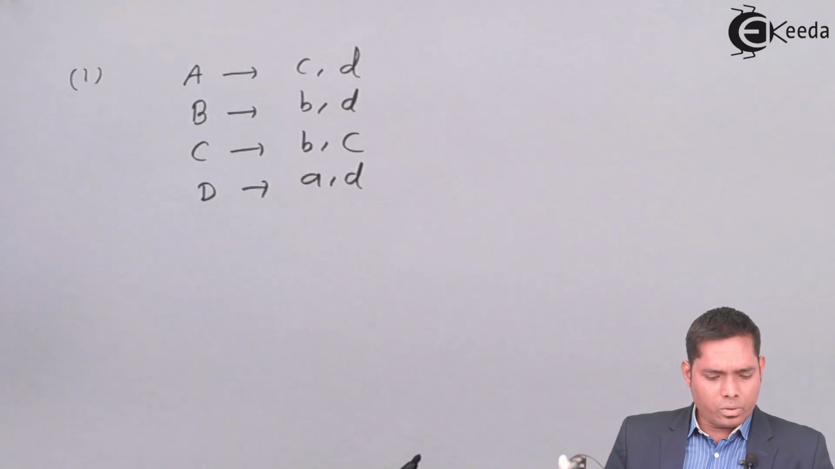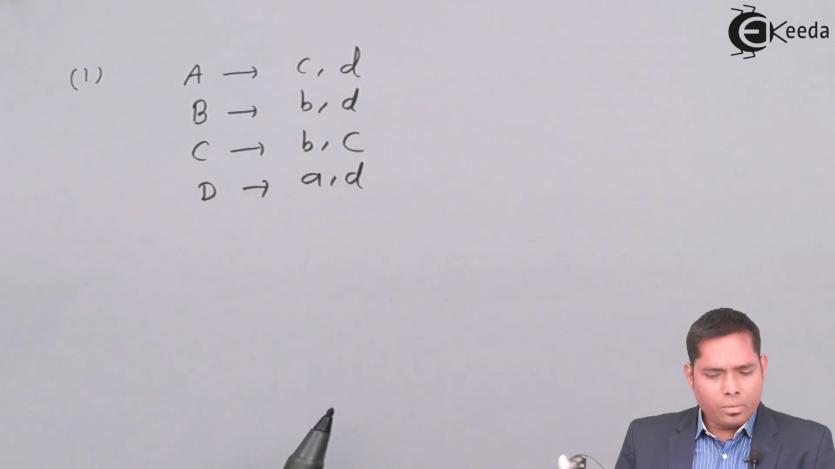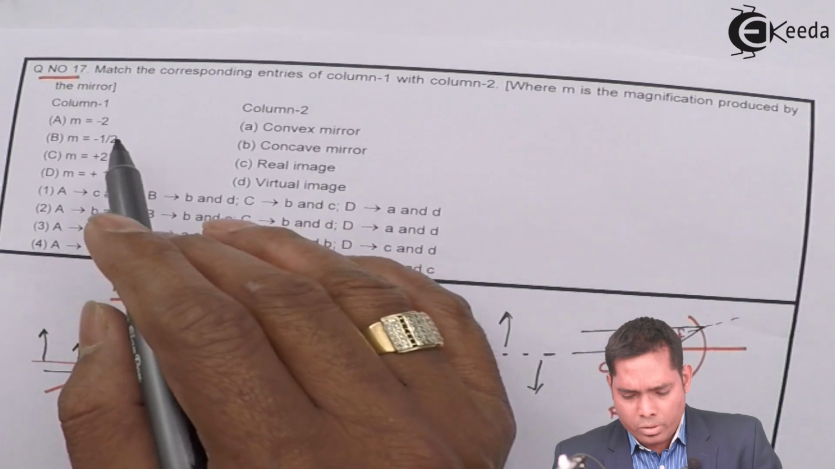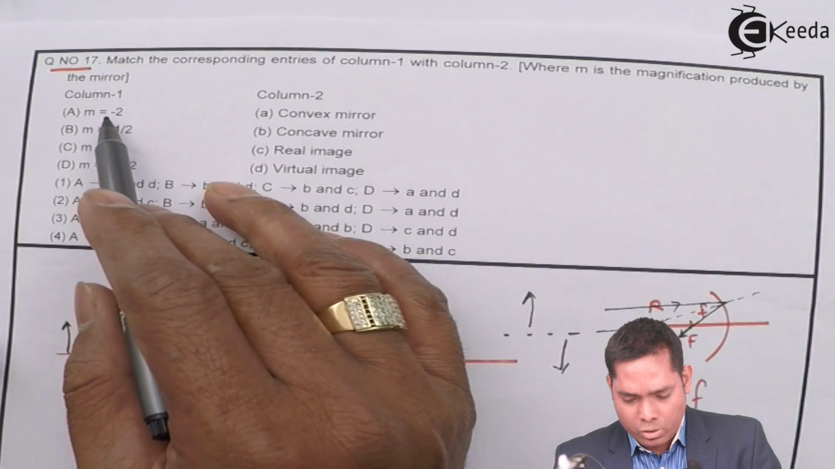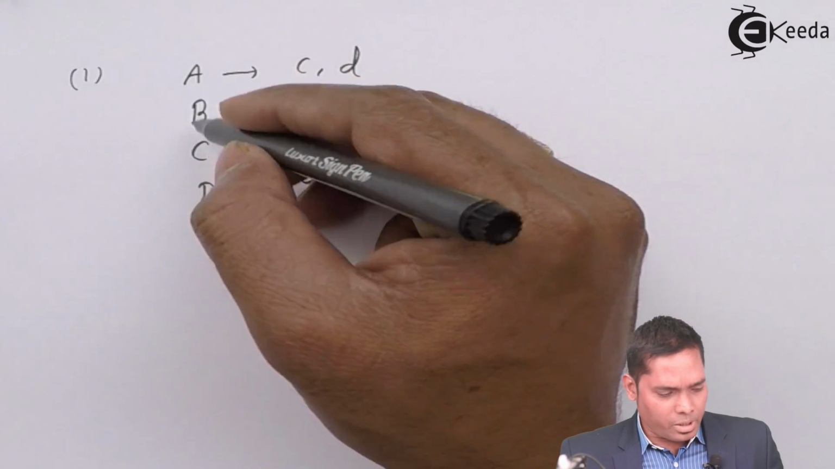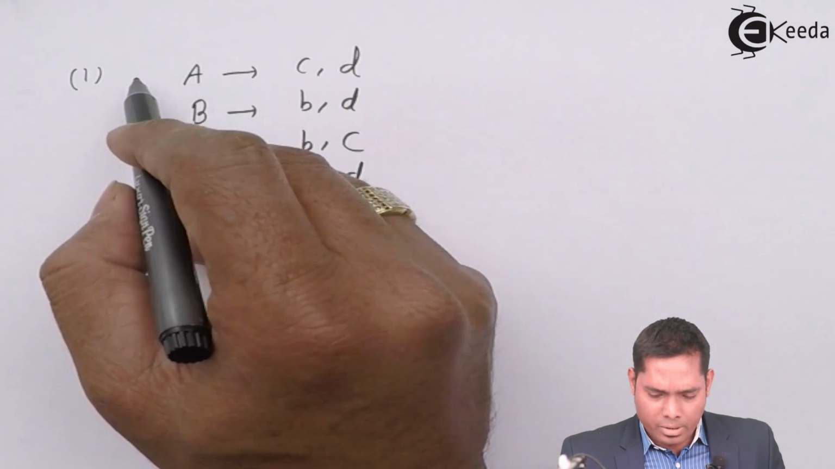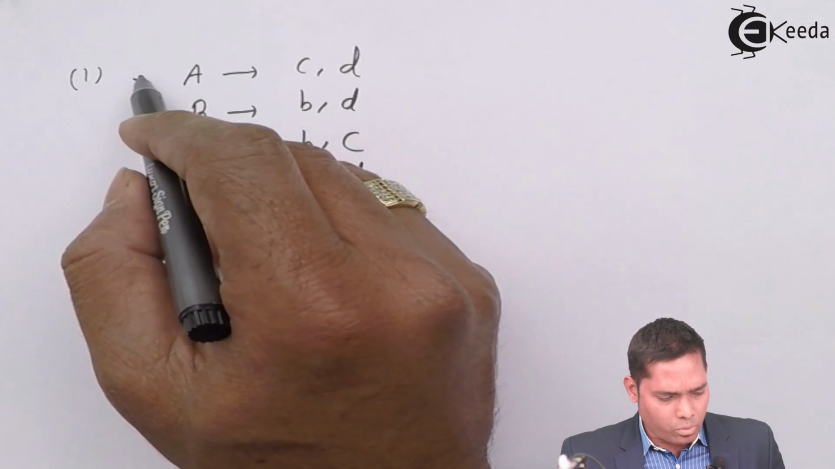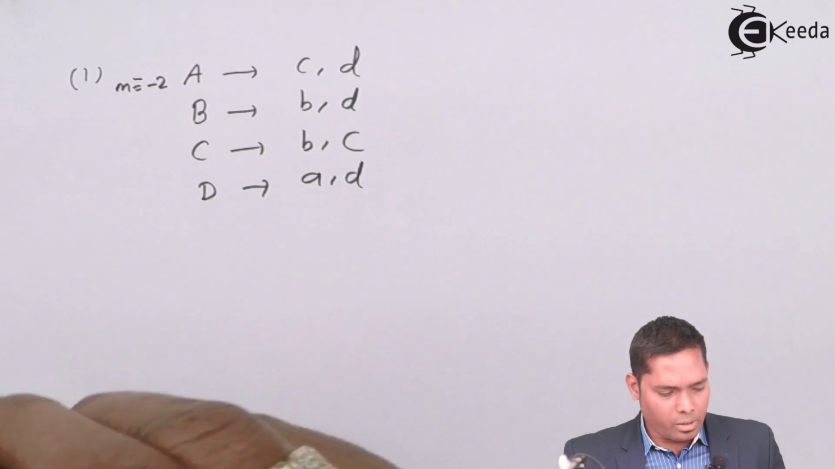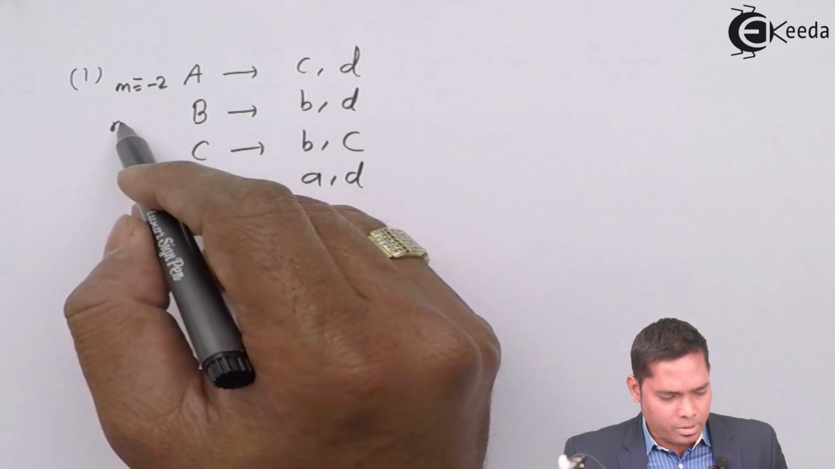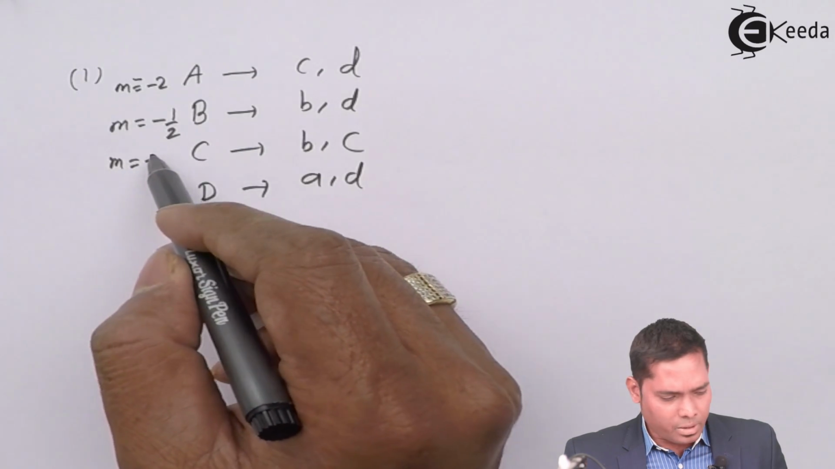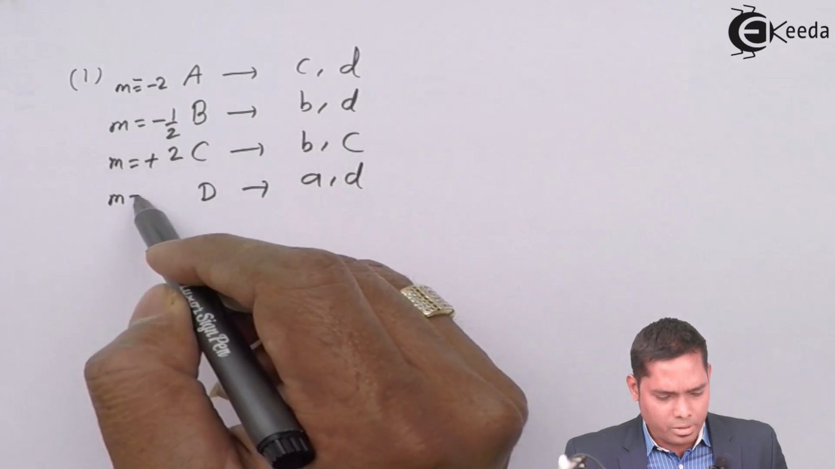Okay. And we must remember column 1 and 2. This is A, meaning M is -2. That also you must remember. A, B, C, D, the values to write: A, M is -2; B, M is -half; C, M is +2; and D, M is +half.